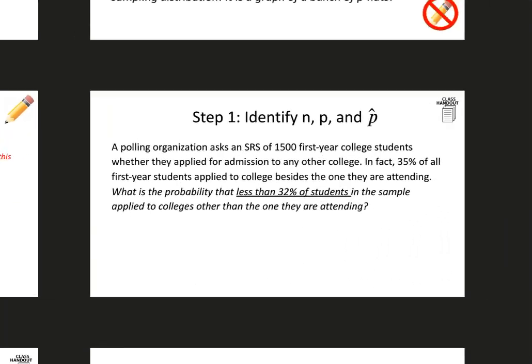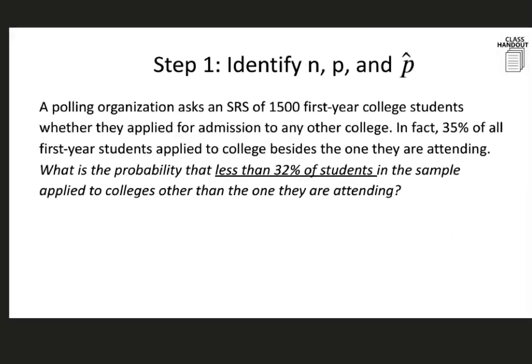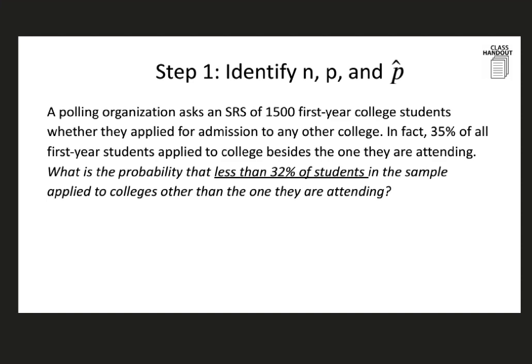All right, so let's actually go through this example here. I'm going to basically lay it out as a 5-step process. So step 1, we're going to identify n, p, and p-hat from this problem. So n is our sample size. That's going to be 1,500, and I know that that's my sample size because it says an SRS of 1,500 first-year college students. So that's a simple random sample of 1,500 college students. P is our population proportion. So it says 35% of all first-year college students.